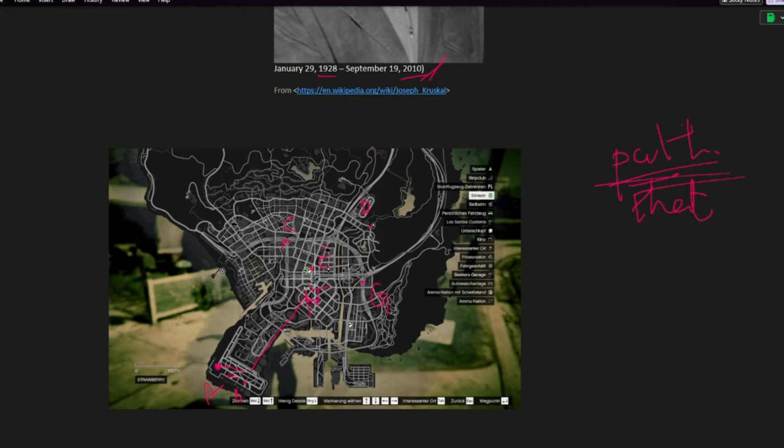Let's say this is a map of GTA 5. What is the goal? You basically have to visit all these cities, but you have to do that in such a way that would take you the least traveling distance. Yeah, that's more precise to say.